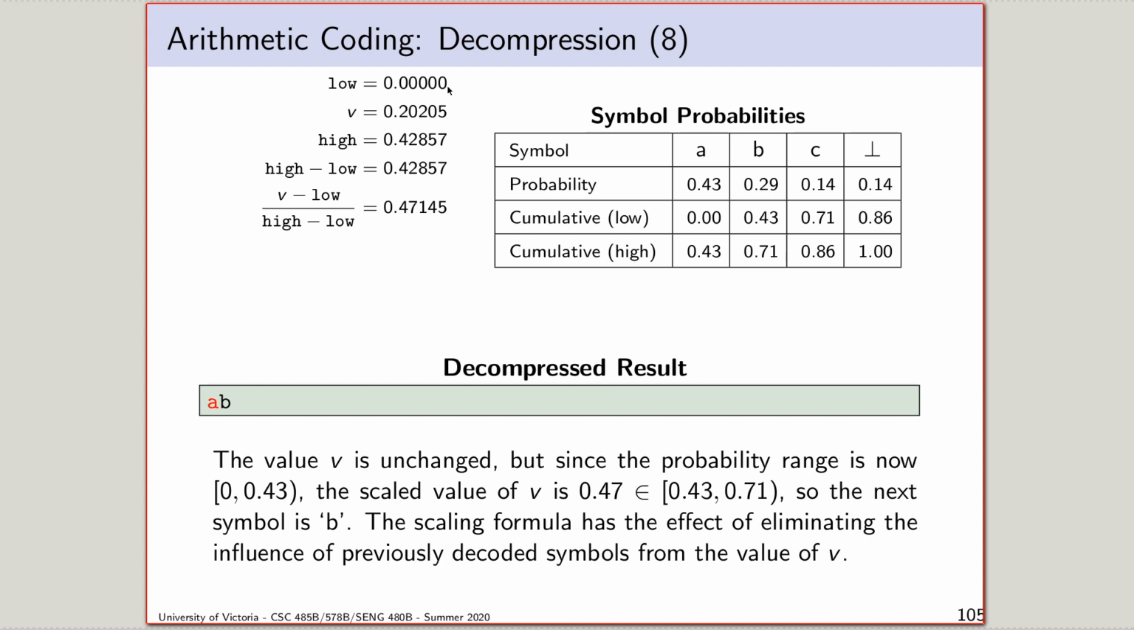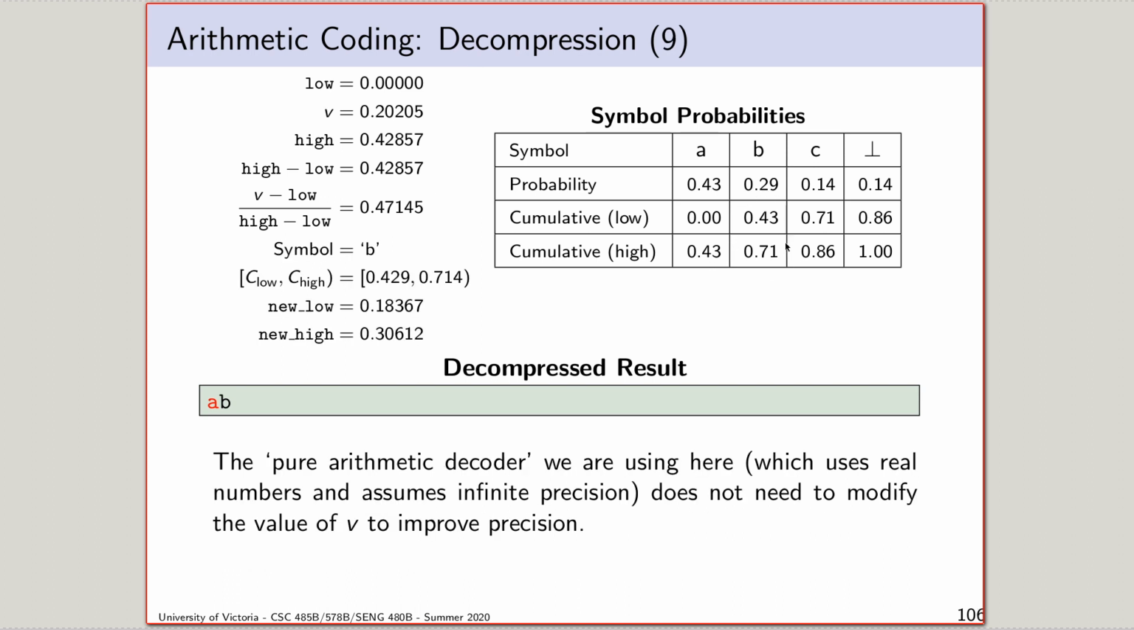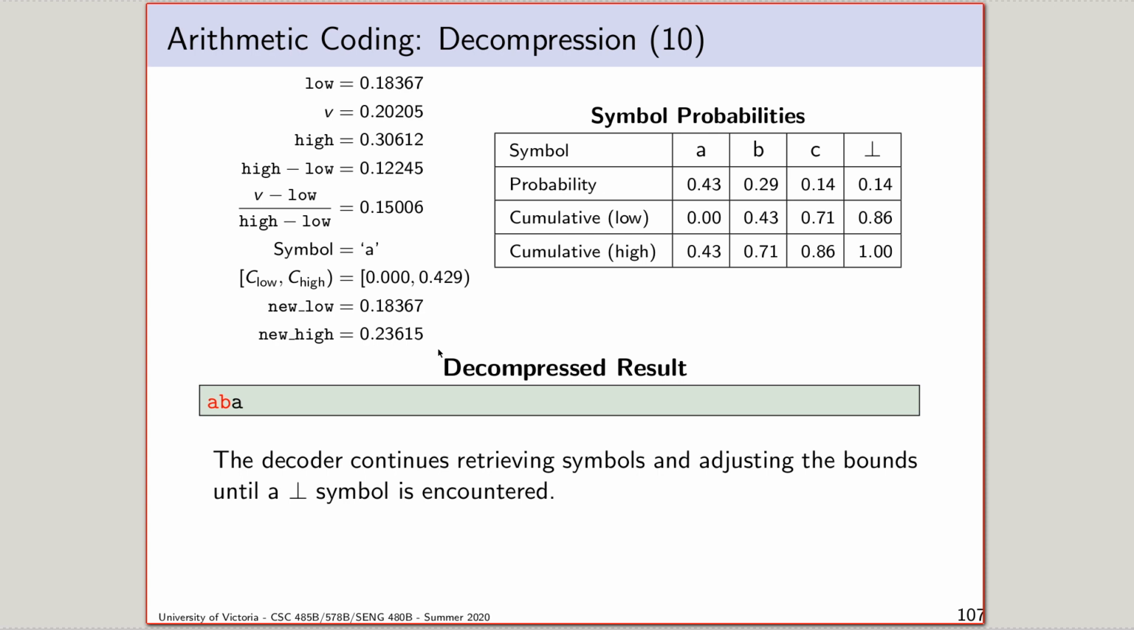At the next step, here's my low and here's my high. I scale V to be in the range. I scale the whole window to be in the range 0 to 1. I scale V proportionately. It's 0.47, which means it lies in here. My next character is B, so I run the encoding logic again, and I get this window. And you'll notice it's the same window I had earlier when I encoded AB. And I just keep going.